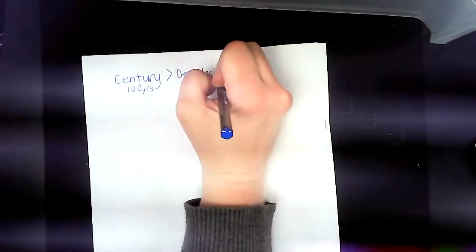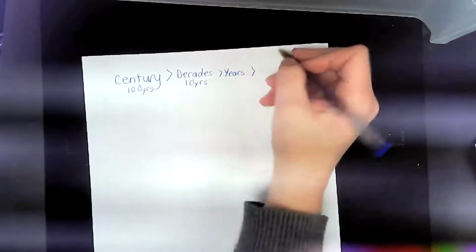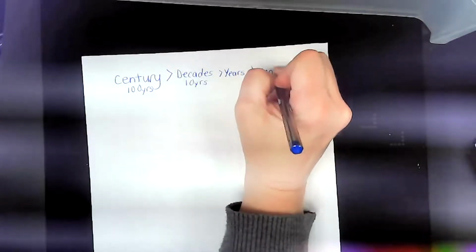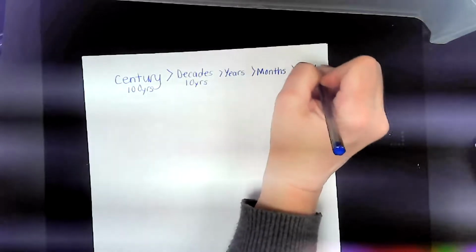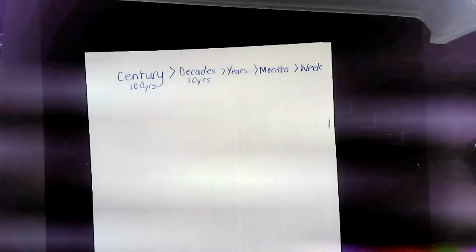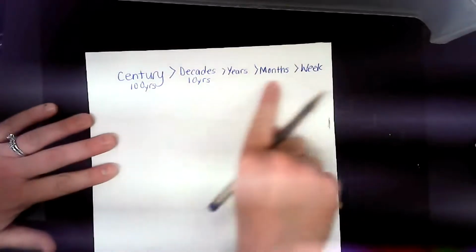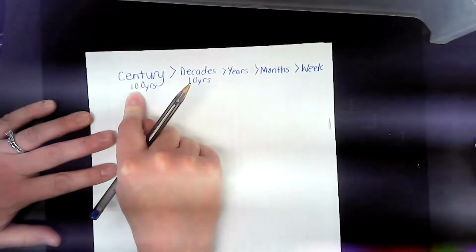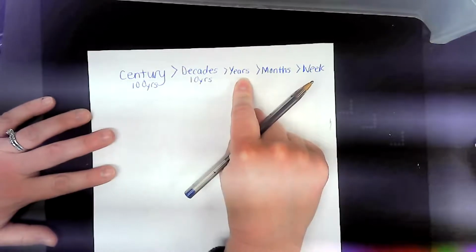And again, if you don't know this, that's 10 years. What do decades get broken up into? Just plain old regular years. What do years get broken up into? Before days, months, yeah. Then weeks. Then days, then hours, then minutes, then seconds, then milliseconds. I could keep going, but you guys get the gist of this, right? Century is the biggest thing. That gets broken up into decades. Decades are bigger than years. Years are bigger than months. Months are bigger than weeks.